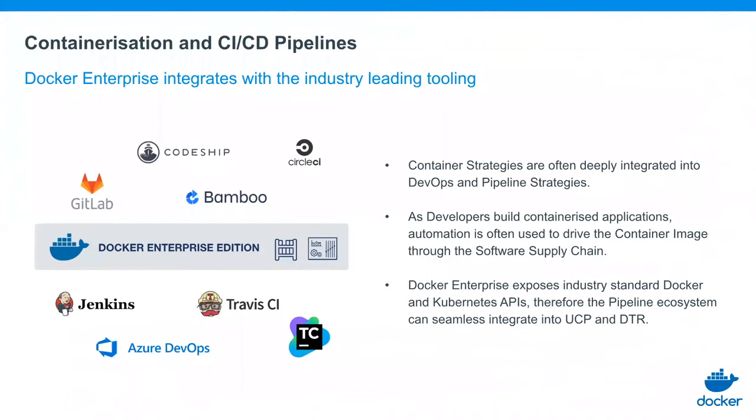They're very big technologies in the ecosystem right now. A lot of people are looking at their container strategies, their DevOps strategies, and their pipeline strategies. One thing I will say is they absolutely all go hand in hand. We often find that container strategies drive people's pipeline decisions. And one of the core principles we provide inside of Docker Enterprise is choice.